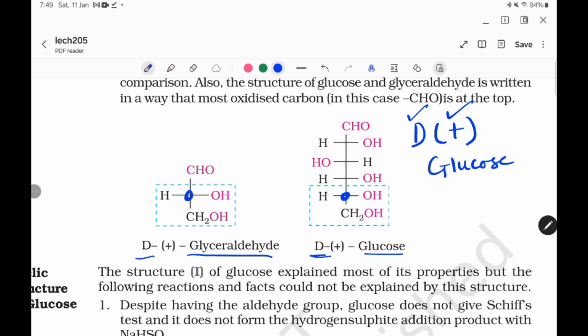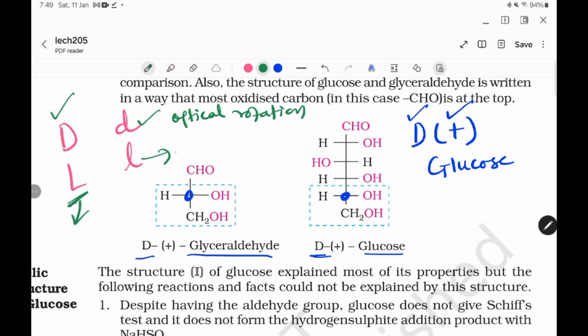The plus sign stands for dextrorotatory nature. The point which has to be remembered here is that there is no connection between capital D and small d, and no connection between capital L and small l. The capital D stands for the configuration, whereas the small d stands for the optical rotation, that is towards the right hand side or the clockwise direction. The capital L stands for again the configuration, whereas the small l stands for optical rotation, that is anti-clockwise.